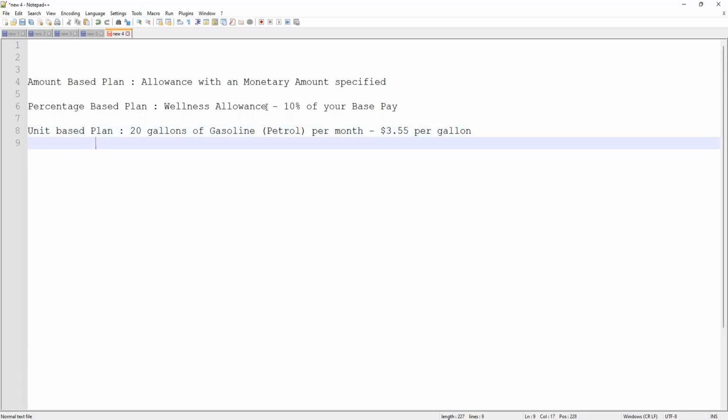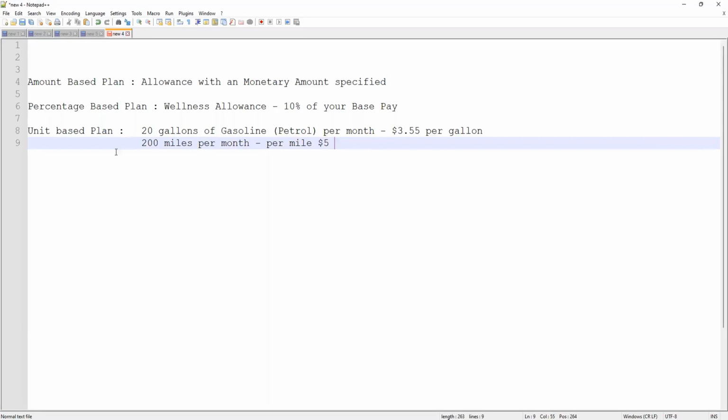Now, it can also be in terms of the car mileage. So they're going to pay you money equivalent to 200 miles per month, and per mile they are going to give you, let's say, $5, because that includes your car maintenance, petrol, and so on. So per mile, they are going to give you $5.